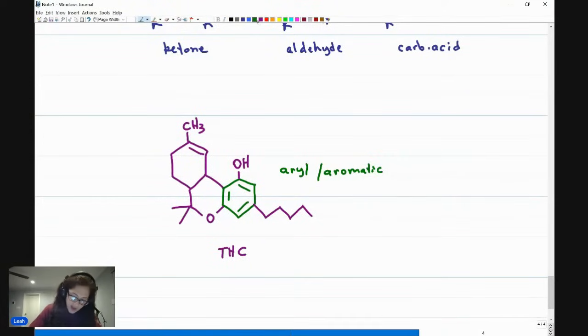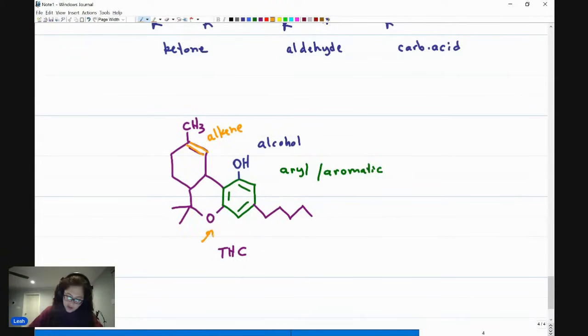Alcohol on the ring, absolutely correct. So this right here is an alcohol. What else do we see? There's a pi bond. I'm trying to highlight just the pi bond. Let me just draw it like this. There we go. That's an alkene.